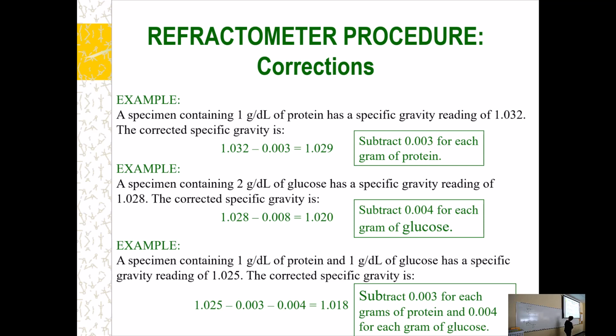A specimen containing 2 grams per deciliter of glucose has a specific gravity reading of 1.028. The corrected specific gravity reading is 1.028 minus 0.004 minus 0.004, because there are 2 grams per deciliter and you subtract 0.004 per gram. In this situation then it's 1.020. Now we have a specimen with 1 gram per deciliter of protein and 1 gram per deciliter of glucose, with a specific gravity reading of 1.025. So we take the 1.025 minus 0.003 minus 0.004 for a final reading of 1.018.